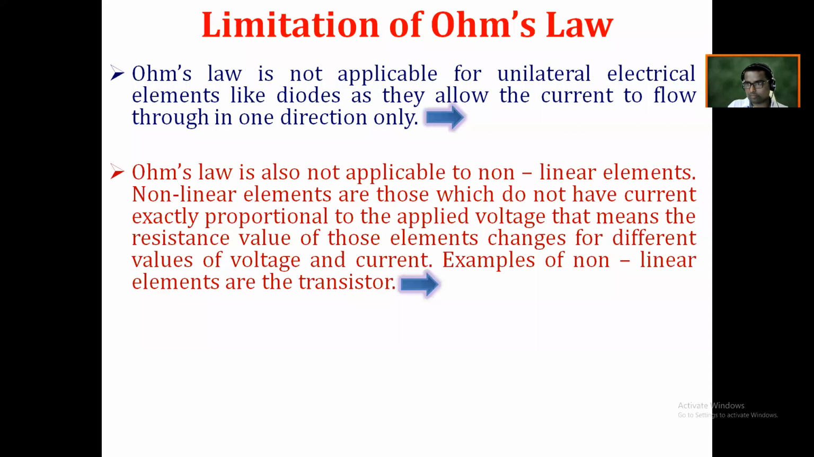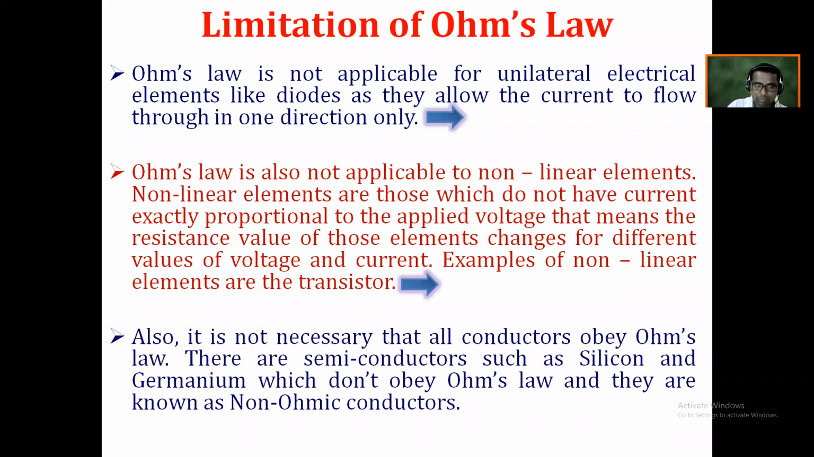For example, a transistor. And the third limitation is, it is not necessary that all conductors obey Ohm's law. म्हणजे भरपूर असे गोष्टी आहेत की प्रत्येक कंडक्टरनं Ohm's law ओबेच केला पाहिजे असं नाहीये. It depends upon that conductor. Do you get my point? Some conductors may show Ohm's law, some conductors may not show Ohm's law.